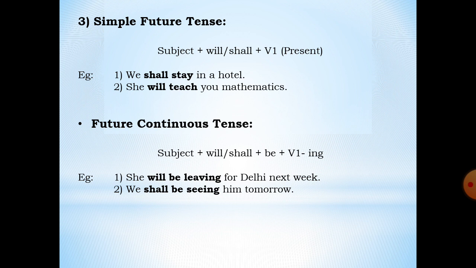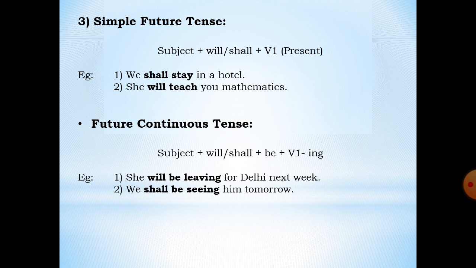Second sentence, she will teach you mathematics. Again it is the same: will indicates future tense, and teach, the verb, is in present form, so the sentence is in simple future tense. The second form of future tense is future continuous tense: subject plus will or shall plus be plus V1 and ing.